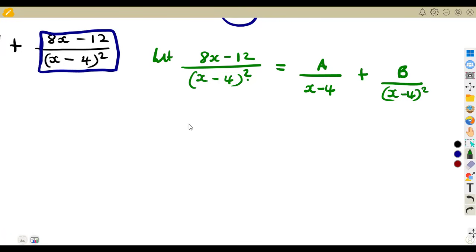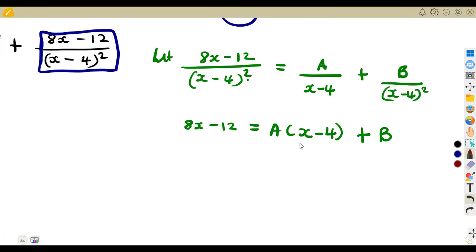All right, so that is it here. Equating the numerators, we're going to have 8x - 12 from the left-hand side is equal to A into, if we divide (x - 4) into this, there are two of them. So if we divide with 1, we're going to remain with (x - 4), plus this (x - 4) squared. (x - 4) squared cancels, we get a 1. So it is going to be B times 1, which is just B.